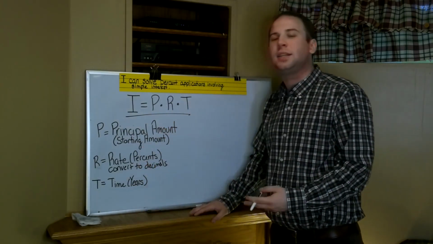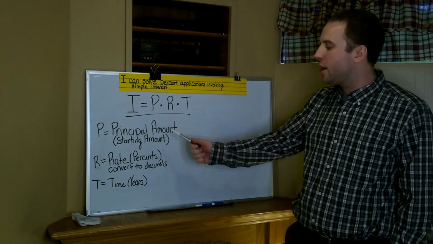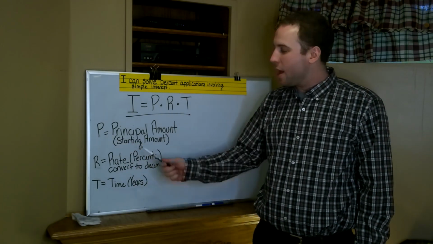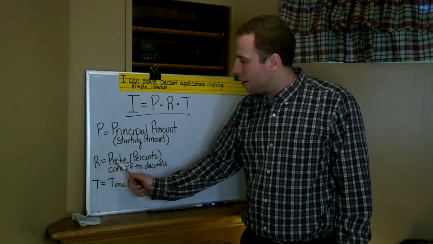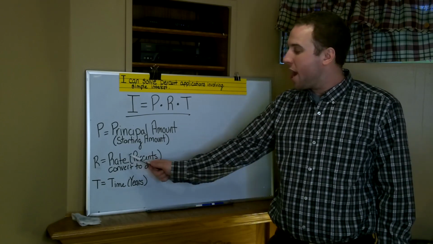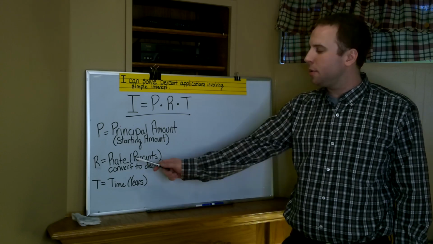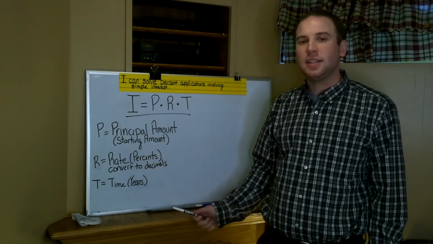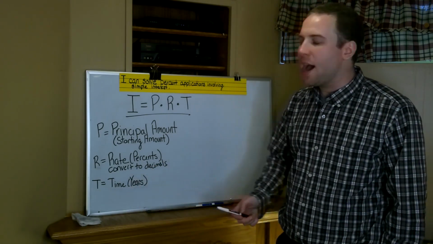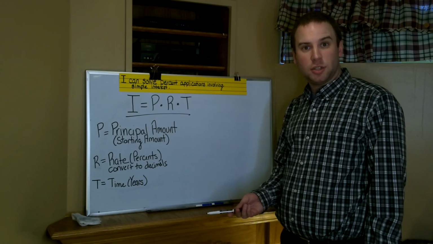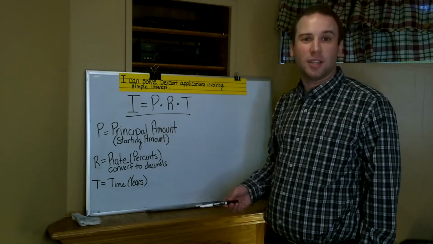I equals P times R times T. I've broken down P, R, and T into three different amounts. P is your principal amount, or your starting amount. R is your rate, and a rate is often a percentage. We'll talk about this further below, but for right now, copy down that the rate is a percent. And T is your time, or the time in years. We always make sure we go by years when looking at interest.